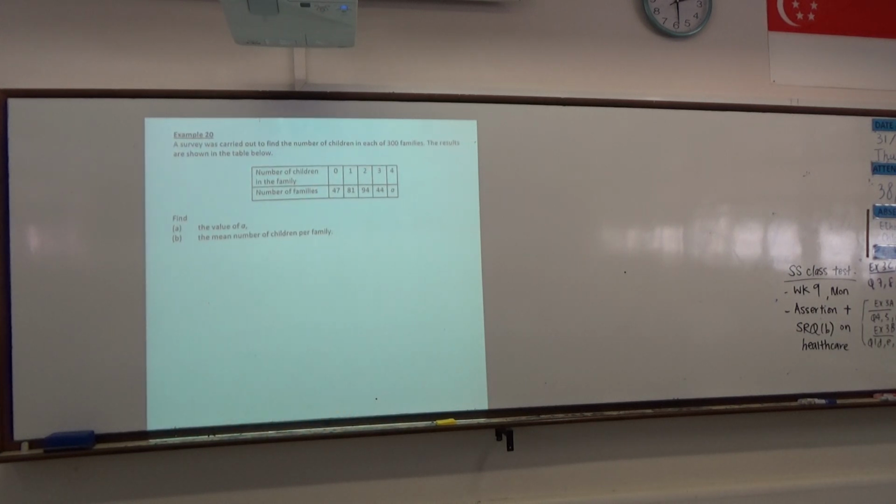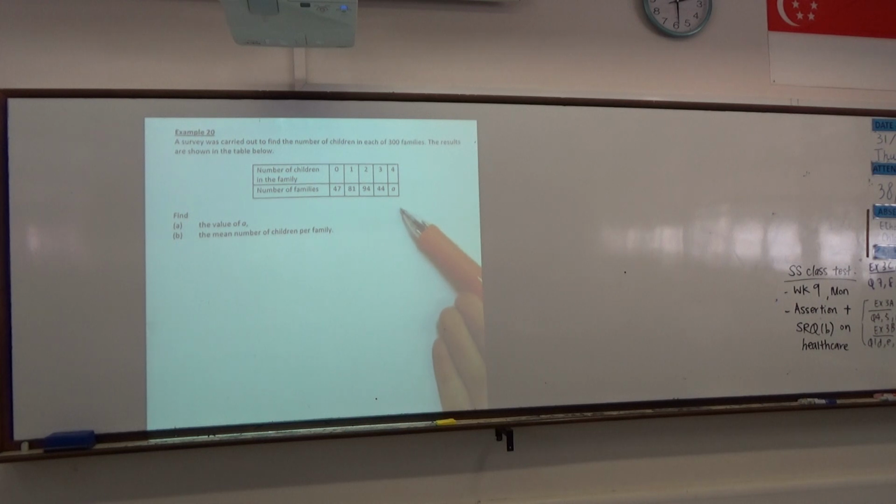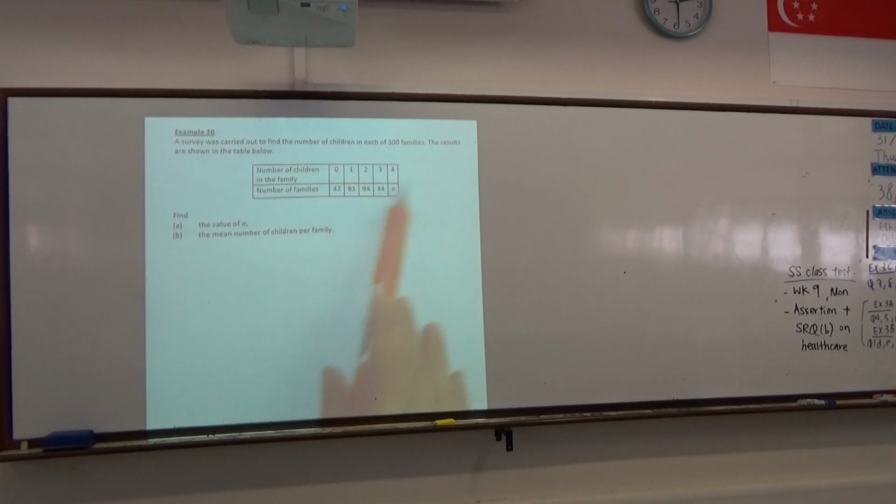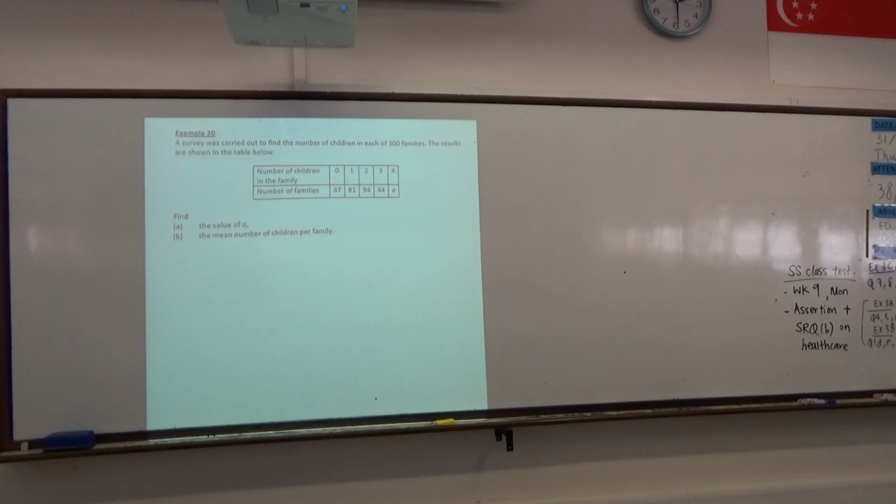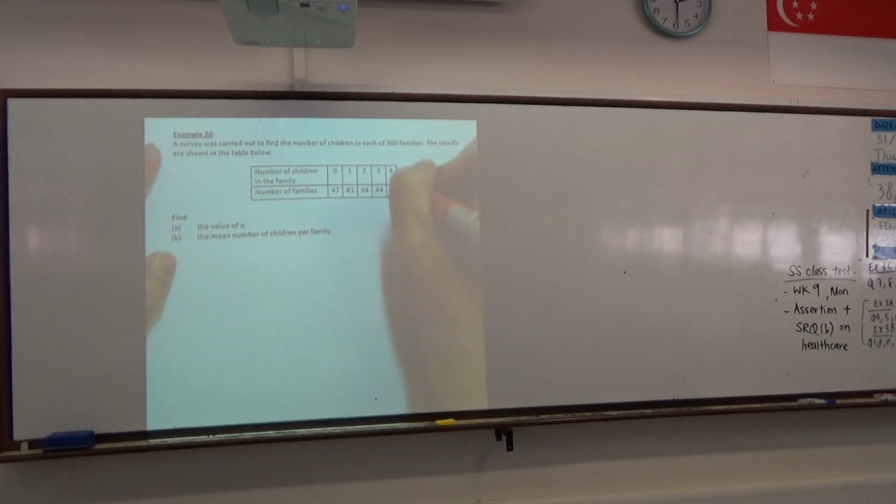We want to find out first what is the value of A. So you need to have the ability to identify which one is the frequency and which one is the data. You read based on the context given. It says that a survey was carried out to find the number of children in each of the 300 families. So the number of families will be the frequency, and the number of children in each family is the data.